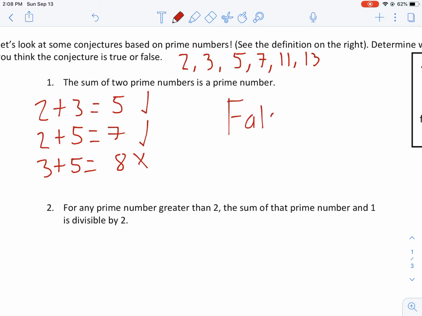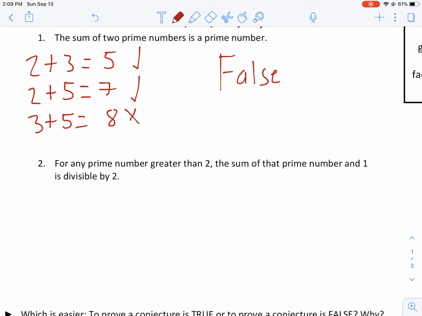All right. So when you're doing this, you can't just look at one case. You want to try many different cases before you can say whether you think it's true. But once we found one that wasn't true, we could say, okay, this is false, right? 3 plus 5 equals 8. 8's not a prime number, so therefore that's false because we found an example that doesn't fit, and we call that a counterexample.